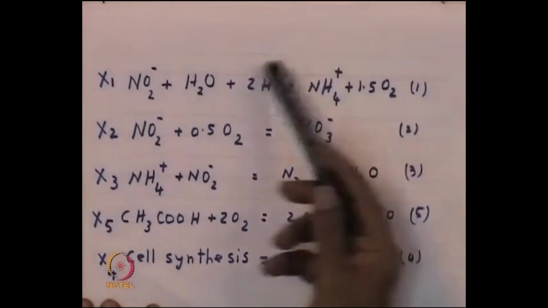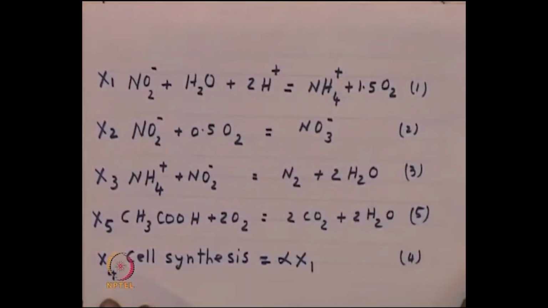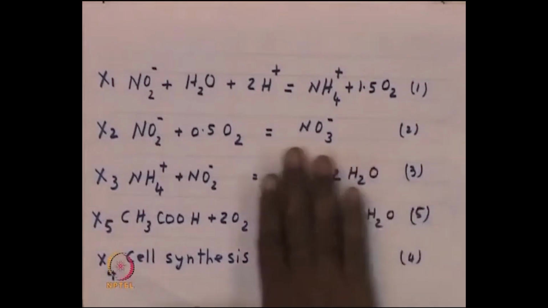So, by appropriately choosing your process, you can produce cells or you may not produce cells, or in other words, cells are essentially respiring. There are cells in the system which respire, they do not grow, or they grow, but they do not reproduce. Is this clear what we are saying?